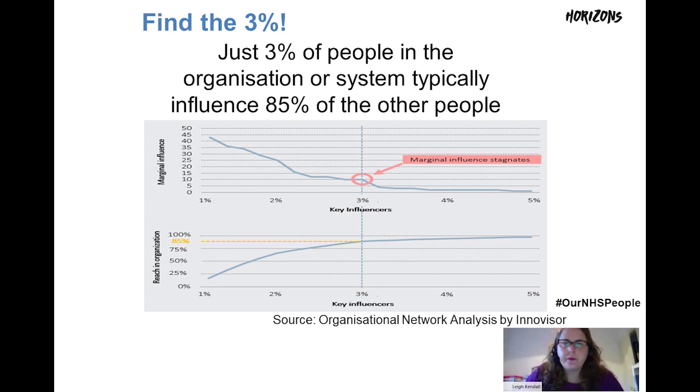We found through our research that just 3% of people in an organisational system typically influence 85% of the other people. We can see that in our organisations: we all know the one person in our office who knows everything. If the printer is broken, they know how to get it fixed. They're the go-to person, the person who people ask how to make things happen. And the same thing seems to be true on social media.